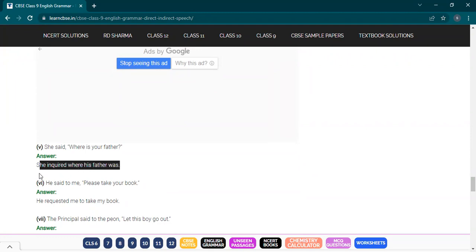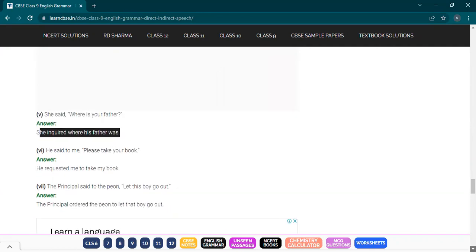Now, please look at this sentence very carefully, because most students think they have to change is into was, where ka where rahega, to wo aise likh dete: She inquired where was his father. No, you are not supposed to write it like that. Please have a look. She inquired where his father was. Or where her father was, also both correct. For was will be written at the end, and full stop. He requested me to take my book.